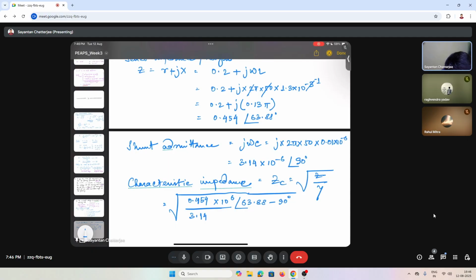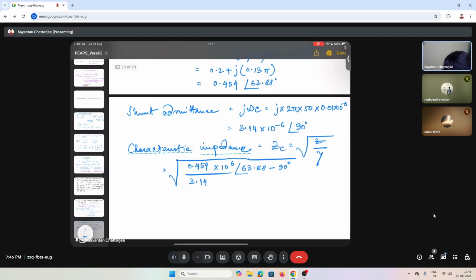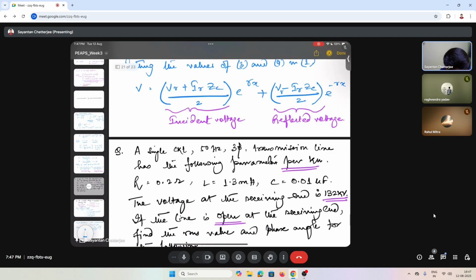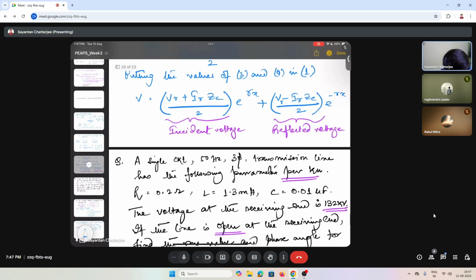So with that, the final value of characteristic impedance is given as 13.06. So ZC we have obtained, and IR.